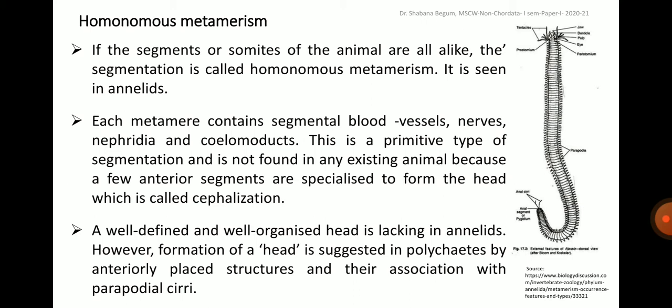This is a primitive type of segmentation and is not found in any existing animal because a few anterior segments are specialized to form the head, which is called cephalization. A well-defined and well-organized head is lacking in annelids. However, the formation of a head is suggested in polychaetes by anteriorly placed structures and their association with parapodial cirri. The diagram in this particular slide is that of a nereis, which is a polychaete which exhibit homonymous metameric condition.